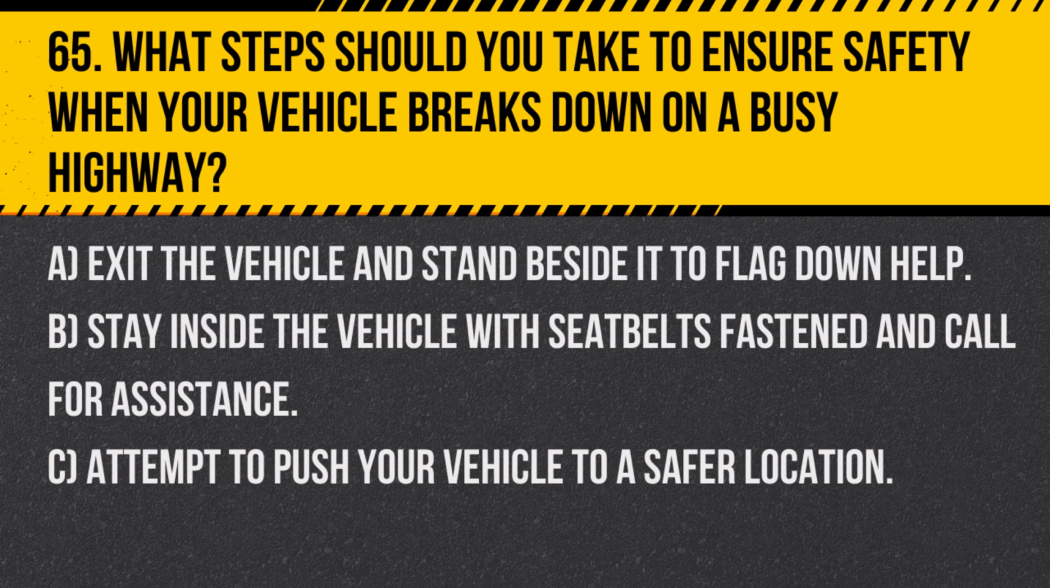Question 65. What steps should you take to ensure safety when your vehicle breaks down on a busy highway? A. Exit the vehicle and stand beside it to flag down help. B. Stay inside the vehicle with seatbelts fastened and call for assistance. C. Attempt to push your vehicle to a safer location. Answer: B. Stay inside the vehicle with seatbelts fastened and call for assistance. It's safest to remain in the vehicle if you're on a busy highway.